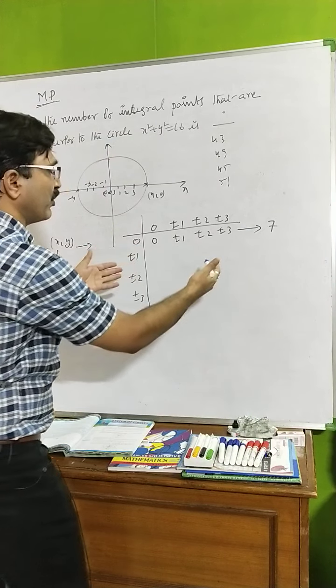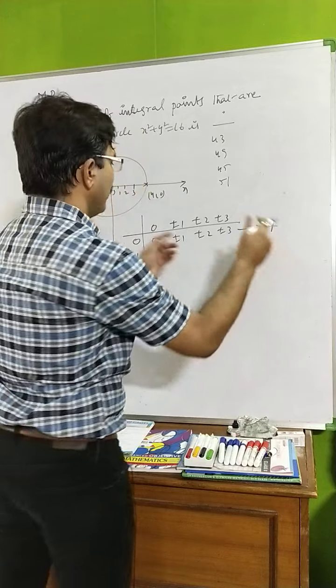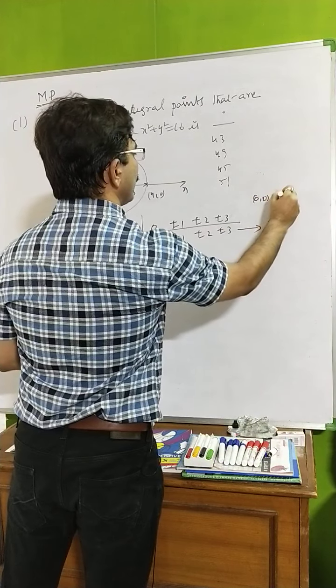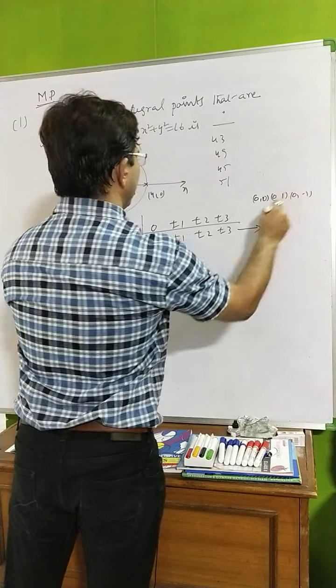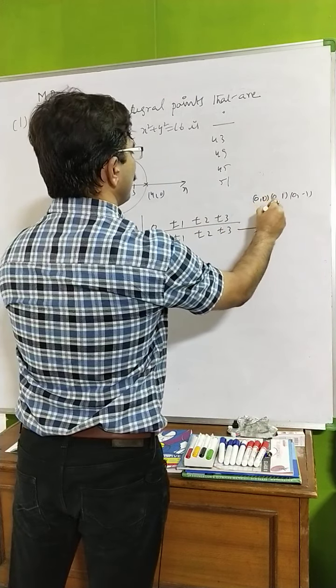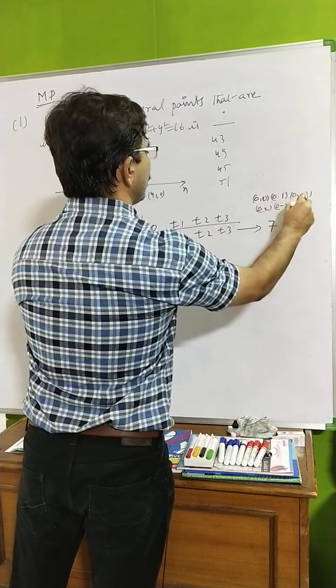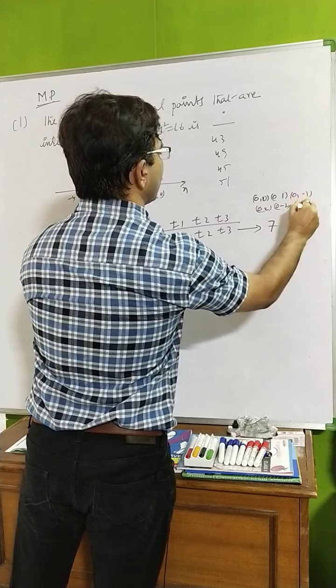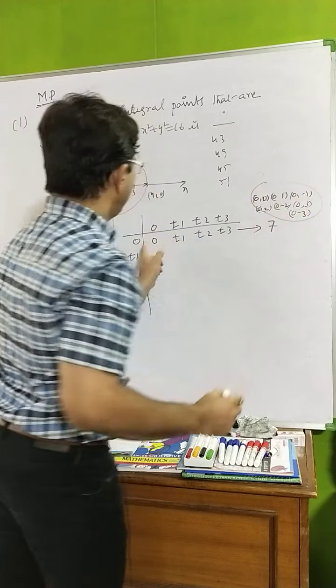How are there 7 points? Don't worry, you can write like this: 0 0, 0 1, 0 minus 1, 0 2, 0 minus 2, 0 3 and 0 minus 3. You are going to write like this. See, these are the 7 points.